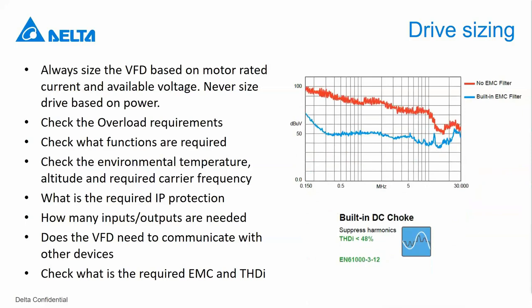And finally, you need to check what is the required EMC and also THD. Here you can have different levels. You can have levels for domestic environments and also for industrial environments. But you might also have requirements in terms of total harmonic distortion. Some of our drives come with a built-in DC choke, and that lowers the harmonic distortion of the drive to somewhere below 48%, in order to meet the EN 61000-3-12 standard.